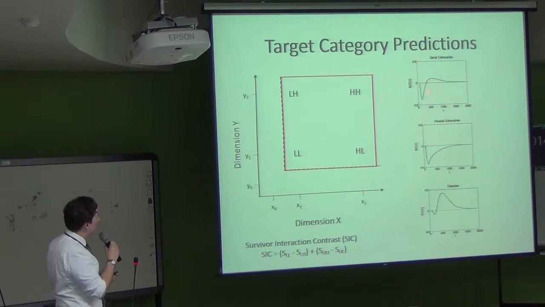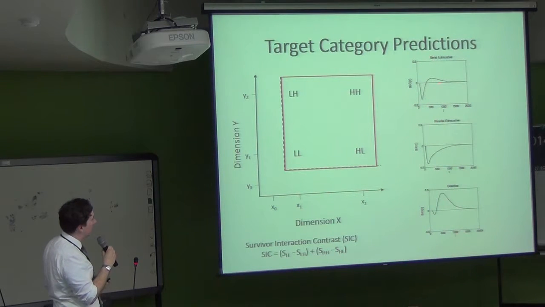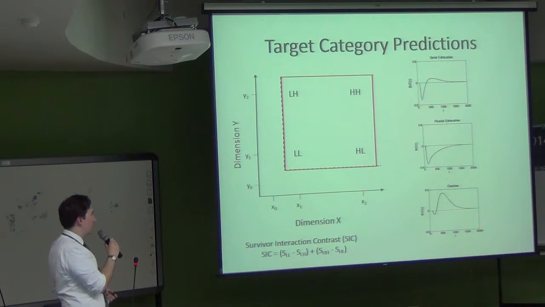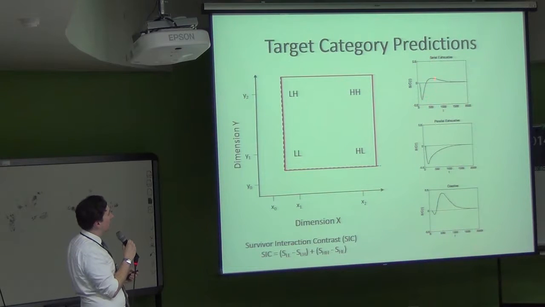So just to remind you, these are the types of predictions that we'll be looking at from this particular task. Because a member of this target category has to be both greater than this horizontal boundary and greater than this boundary, we can concern ourselves only with the exhaustive SIC predictions. So we get an S-shaped function like this. That's evidence of serial exhaustive processing.